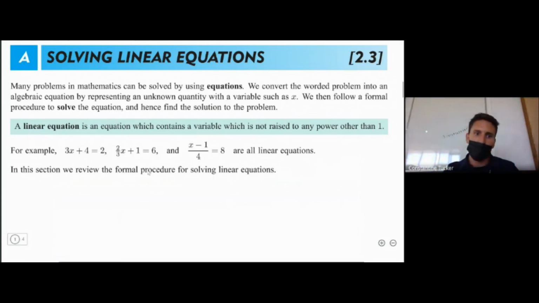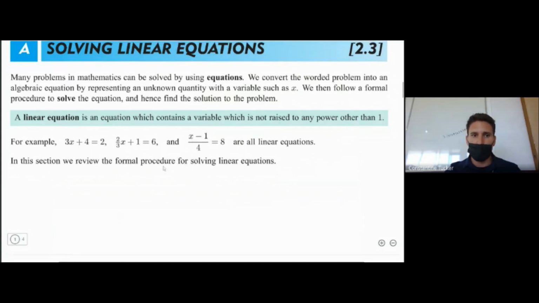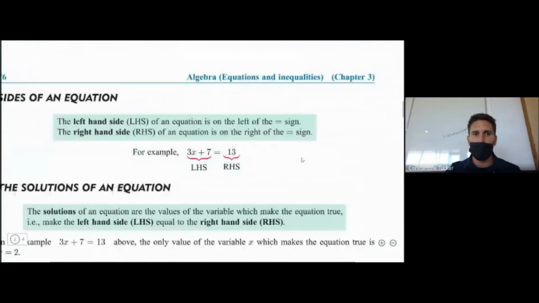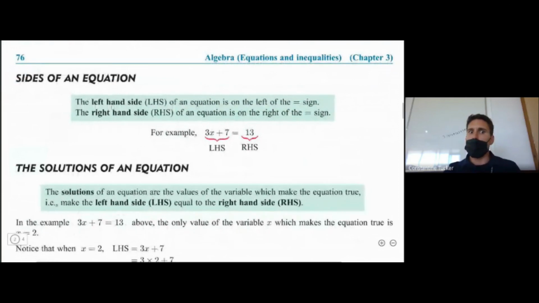So how do we do this? Well, all of these are equations. Basically, we want to solve them by moving everything which is not x to one side and keeping x on the other side, and we'll say x is equal to that. I'm not going to do any examples here. I'm going to move straight on to the theory.